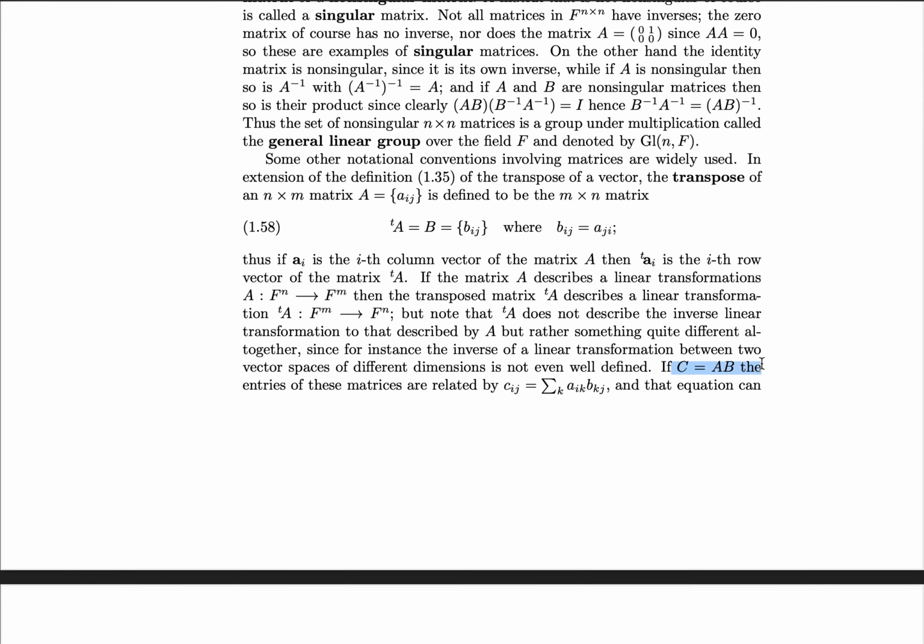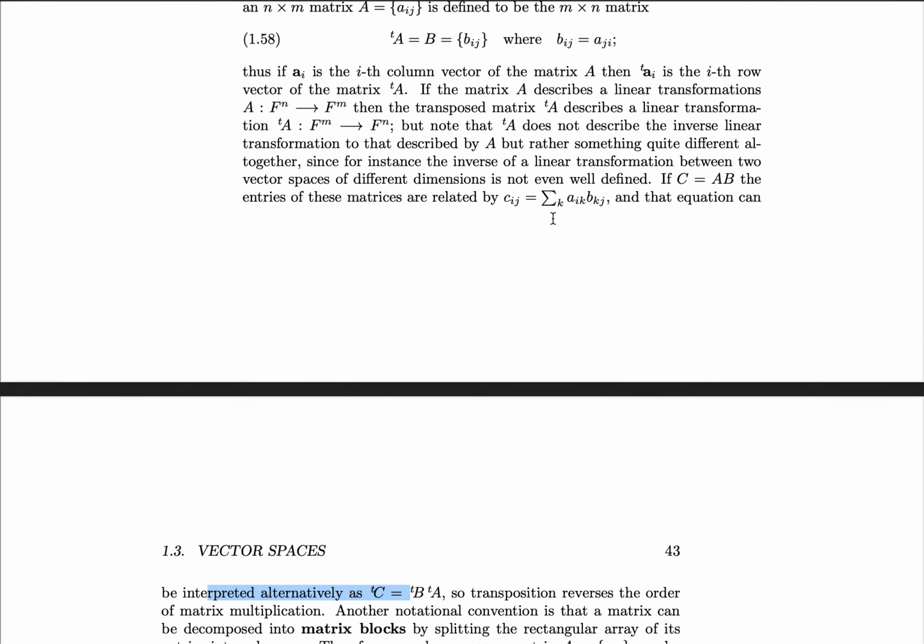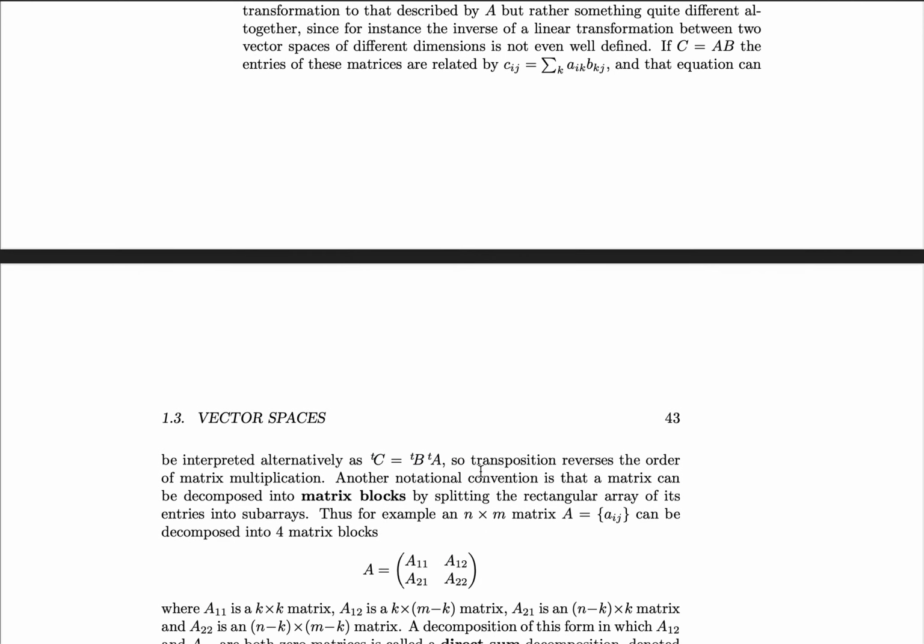Next, we'll note that if C is equal to AB, the entries of the matrix of the two matrices can be related by this sum that we've used a couple times now. And you can instead relate that equation as C transpose equals B transpose A transpose once you take the transpose and consider the sum. This is easier seen if you just try to multiply it out. Therefore, transposition reverses the order of matrix multiplication.